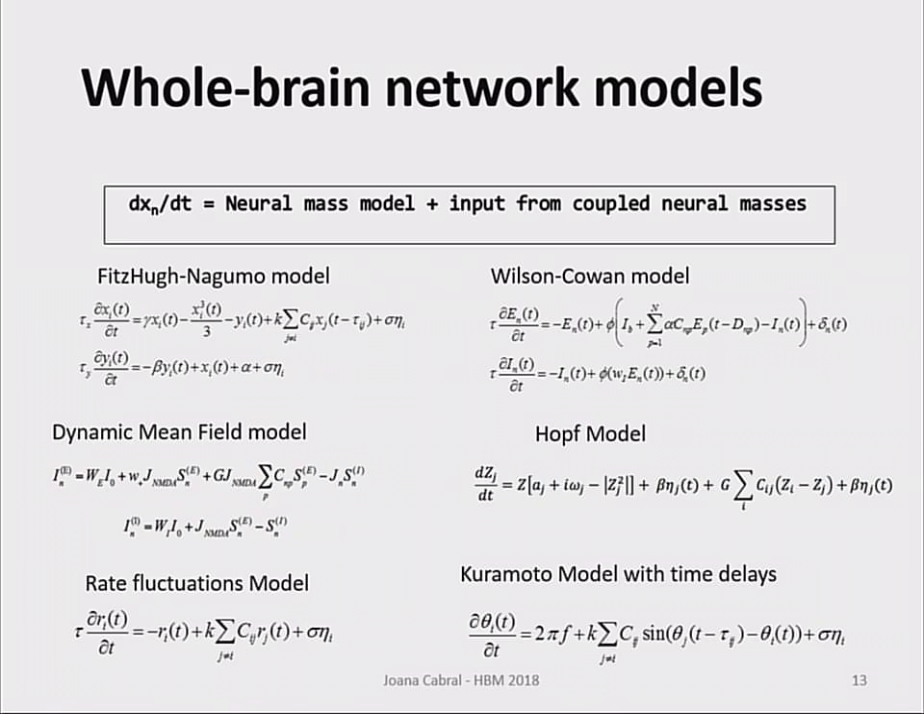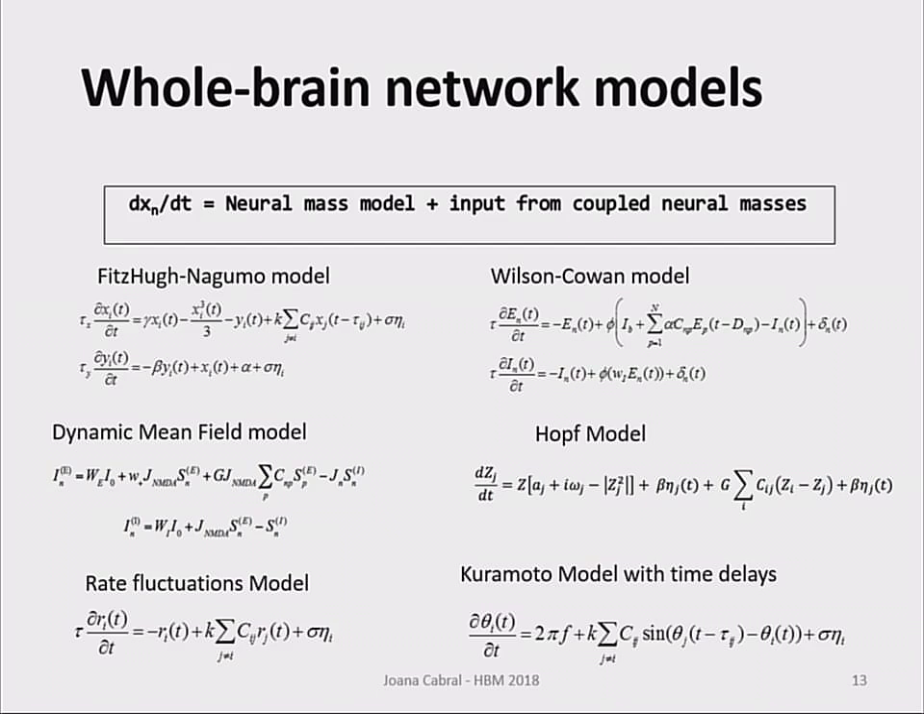So in general, and not to bother you too much, these models consist of sets of differential equations. Imagine the activity x of a node n varies over time. So dx/dt is how the activity xn in node n will vary over a small instant of time. And it depends on its own intrinsic dynamics plus the input received from coupled masses.